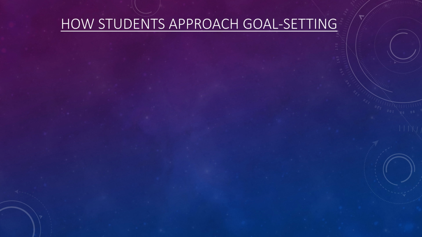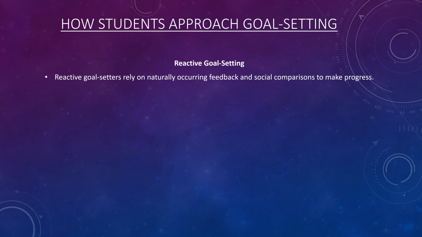How students should approach goal setting. Some students approach goal setting reactively. Reactive goal setters rely on naturally occurring feedback and social comparisons to make progress. They, at best, develop in self-directed learning at a much slower pace than their peers.